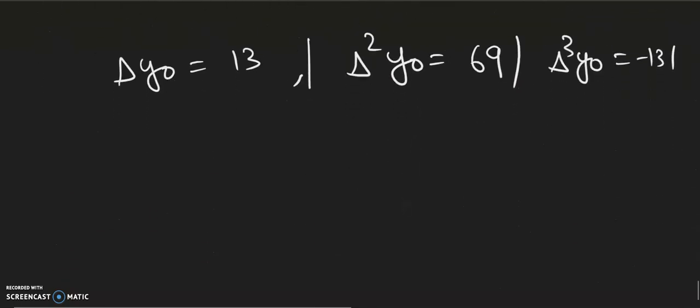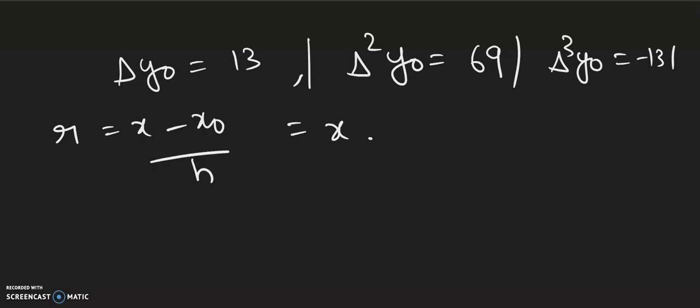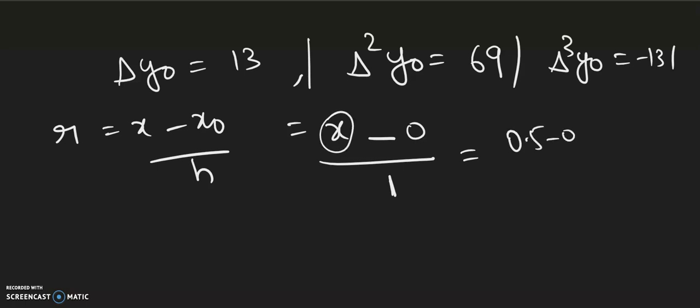Now we have our formula. We have to find r. R is x minus x0 by h. That is x minus, what is your first x value? 0, divided by h. H is the difference between all the x values. What are those? 0, 1, 2, 3. The difference is 1. So x minus x0 by h. Now we have to find for the corresponding x equal to 0.5. So 0.5 minus 0 by 1 is equal to 0.5.